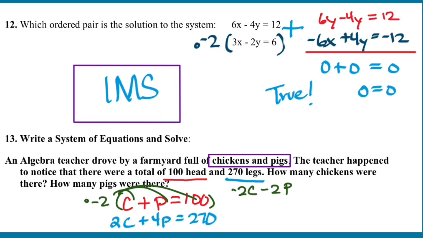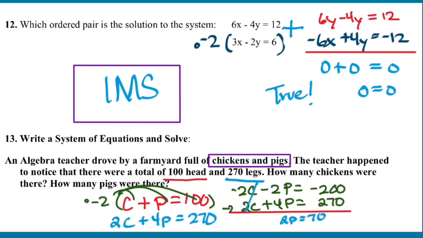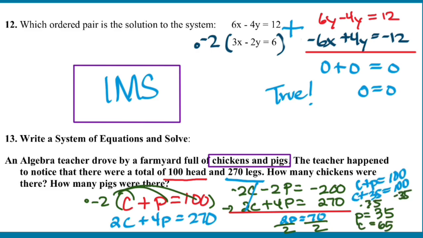We can eliminate. I decided to eliminate the chickens, multiplying the top equation by negative 2, so that when I add them, I find out that the pigs are going to be 35. And if the pigs are 35 and chickens plus pigs are 100, then we simply subtract 35 and we find out that the chickens are 65.